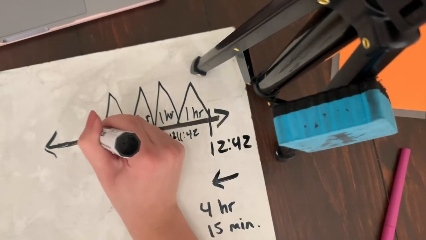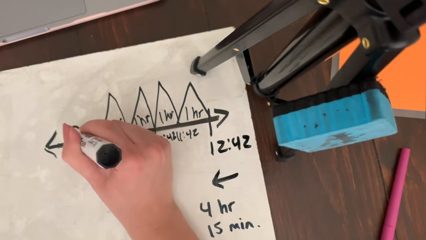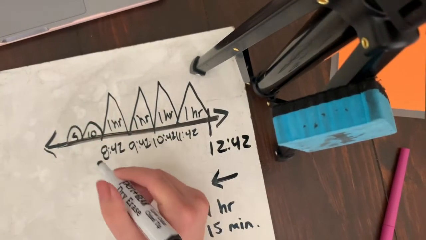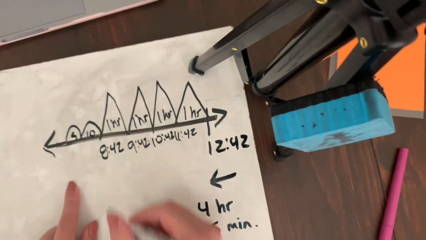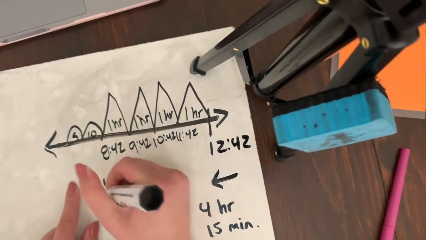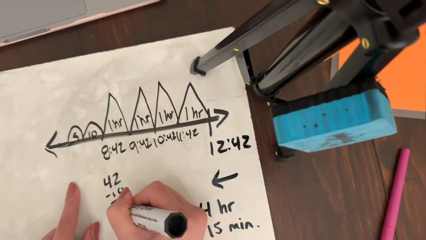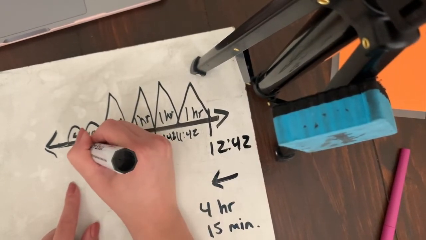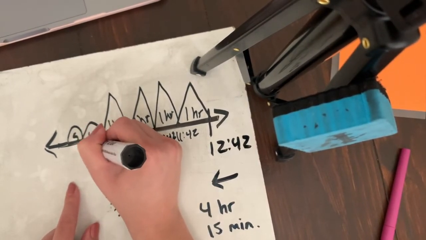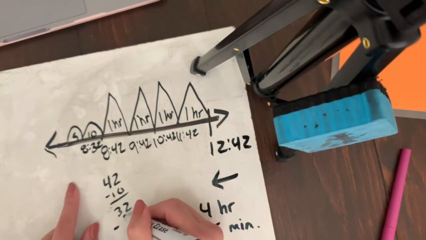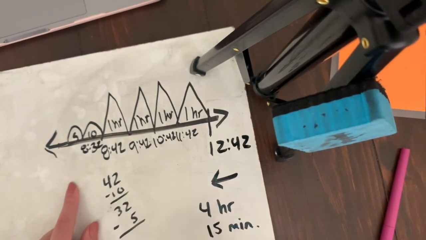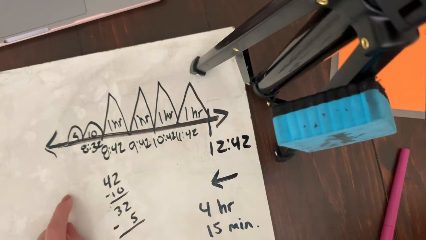Okay, so I'm gonna need a 10. I'm gonna need a 5, okay? So if I was you, I would write this out as little equations. So if I'm gonna do 42, well, I know 42 minutes backwards 10 would be 32. So this is 8:32, and then 32 minus 5, go backwards even a little bit more.